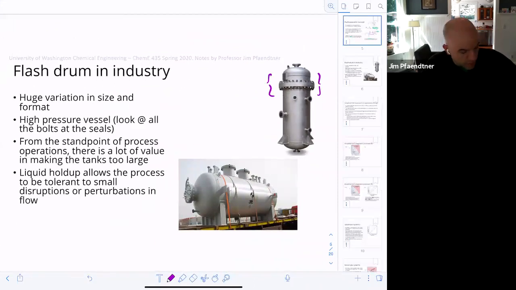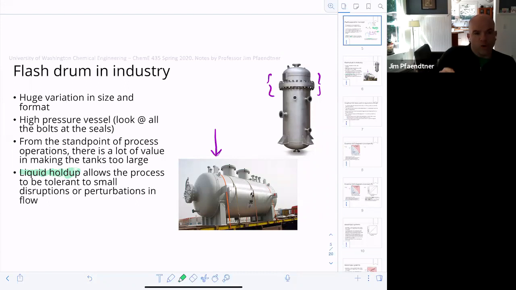This is a much larger flash drum right here, this horizontal one. And I just note, because we haven't done a lot of process design in the past, this is something that I'll try and talk about. I do have some industrial experience related to process design, but when you're designing a continuous plant that's going to have a lot of process streams, maybe dozens or even 100 unit operations all interconnected, there's a lot of value in having a large vessel like this in which you may have a standing level of liquid. We call that holdup, liquid holdup. And the purpose of that is to allow the process to be tolerant to small disruptions or perturbations. So all of these processes are connected with different pipes.